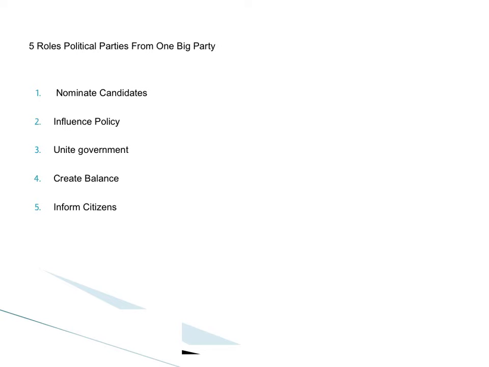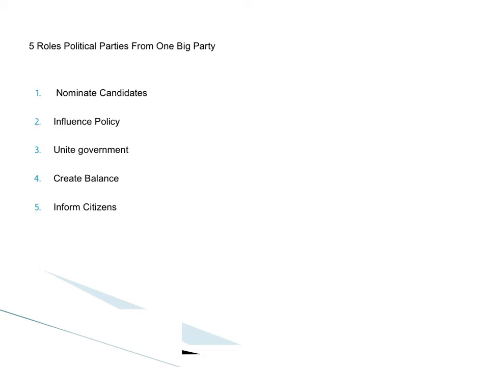Hopefully, you had a chance to read the article One Big Party. There's 5 things the article discusses. One is to nominate candidates. In order to coordinate and accomplish the goals of the political party, they need to nominate people that the party agrees with, that follows the party platform. A party platform is a group of ideas that party agrees on. So they work as a group to nominate people that support their ideas.